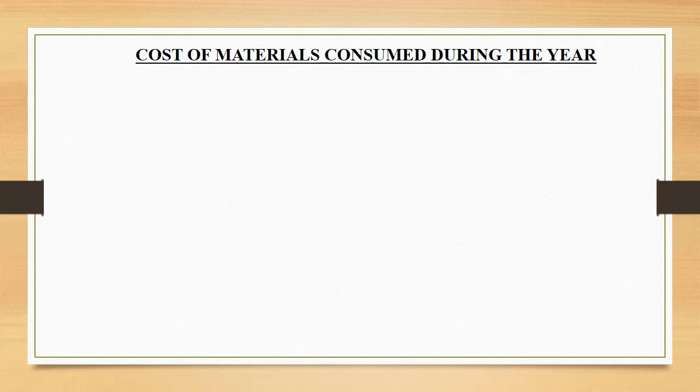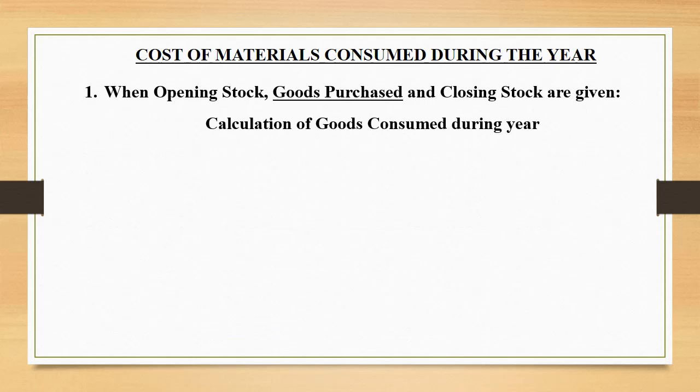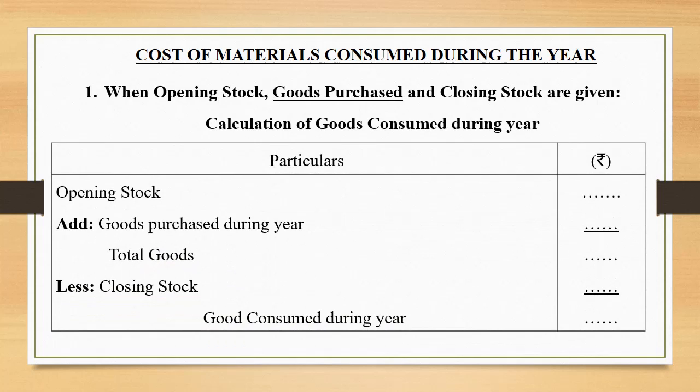Next is a very important item, that is cost of material consumed during the year. Now we are going to face three different cases over here. Case 1, when opening stock, goods purchased and closing stock are given. In this case, the calculation of goods consumed during the year is very simple. Let us go to the format. You can see there the opening stock is mentioned, to which we add goods purchased during the year. We get the total goods, and out of that we just deduct the closing stock to get the goods consumed during the year.